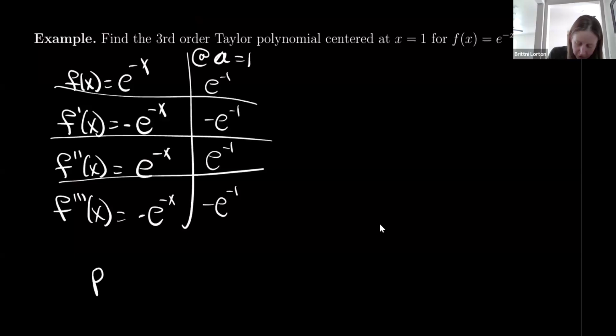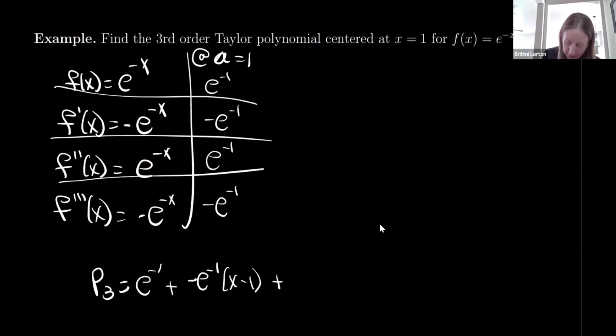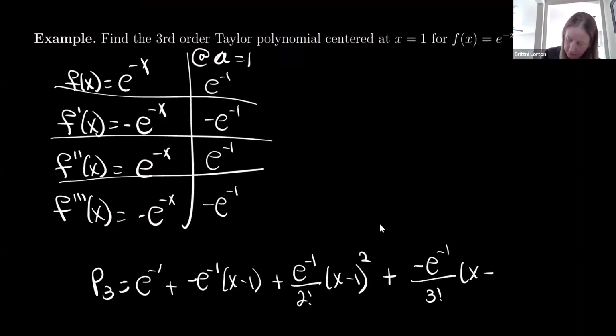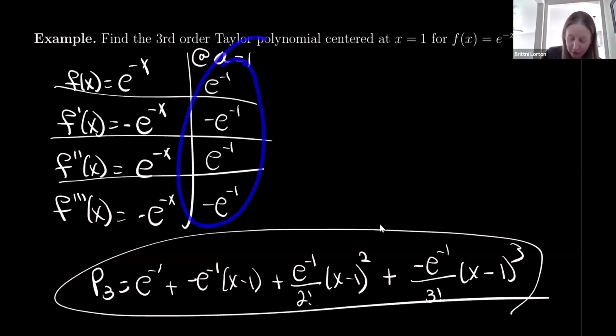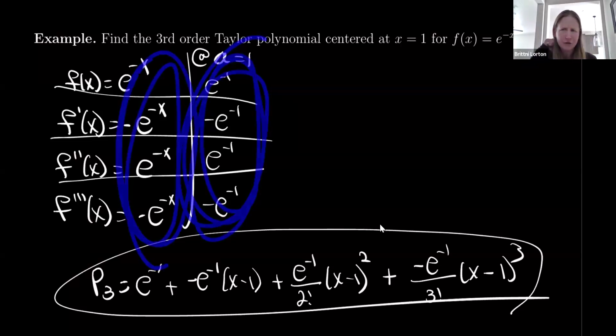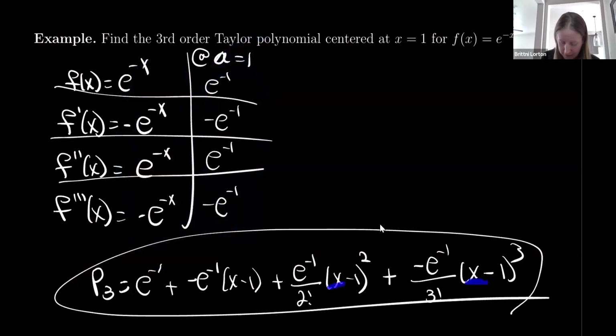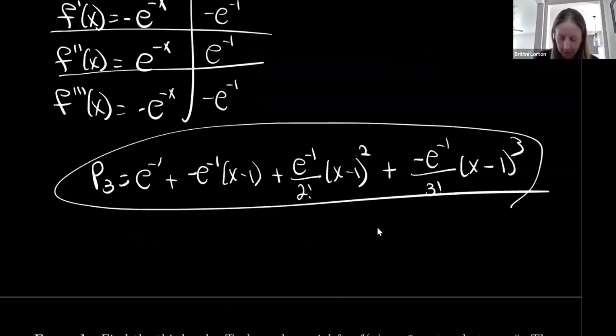So the third order Taylor polynomial is f of a plus f prime of a times x minus a plus f double prime of a over 2 factorial times x minus a squared plus f triple prime of a over 3 factorial times x minus a cubed. Ta-da. Remember, it's after you plugged in your a. Those are the coefficients, not the variables. You don't have extra variables in the coefficients. The only variables that you have are the x's. Ta-da. Cool.